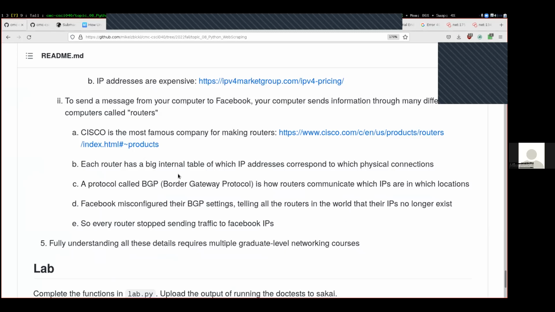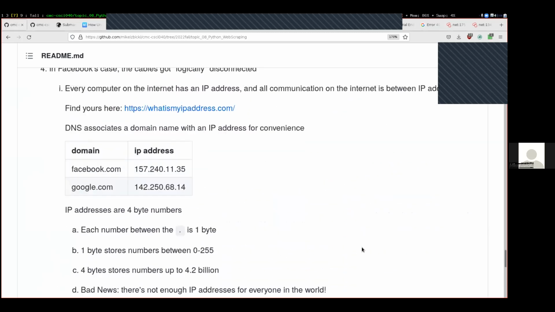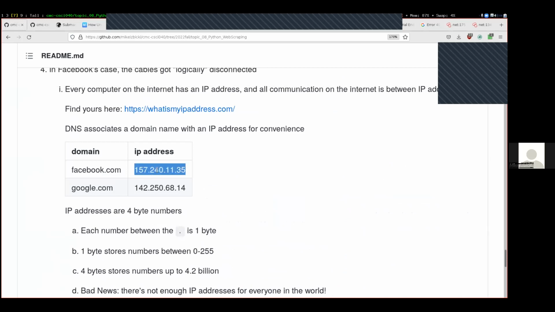The overall networking stuff can get super complicated, and fully understanding all that in detail is multiple graduate level networking courses. But for the purposes of this lab, all you need to know is what an IP address looks like, and that there are at most 256 values, from 0 to 255, in each of these positions. And the lab will walk you through how to locate the IP addresses for any particular country or for any particular organization.